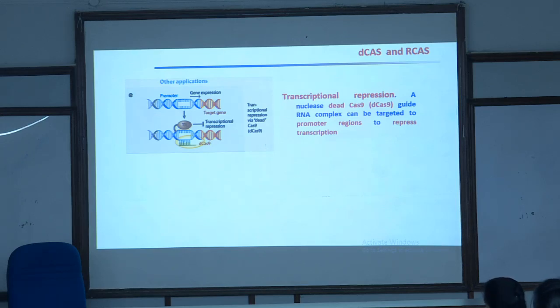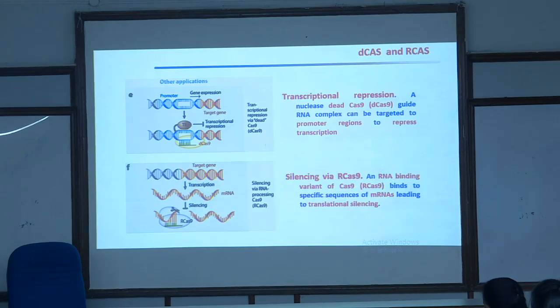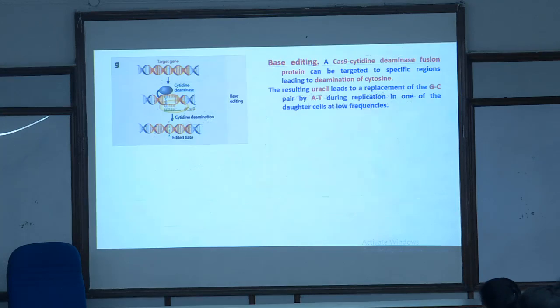This is another option. And yet another option is silencing via RCas9, a new variant, the RNA-binding variant of Cas9. It can bind to a specific sequence of messenger RNAs, leading to translational silencing. What I'm trying to tell here is the silencing can be at a transcriptional level, and it can be even at a translational level. All of them are going to assist you in editing the genome one way or another, okay?